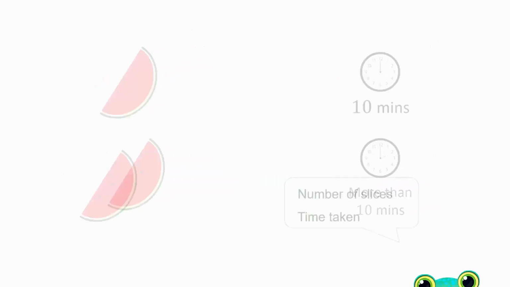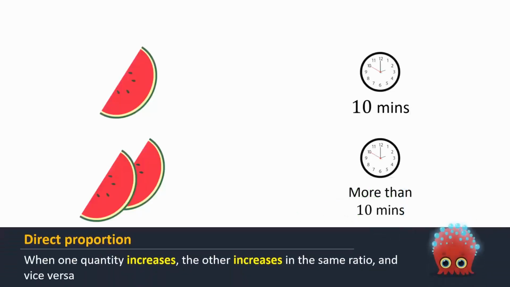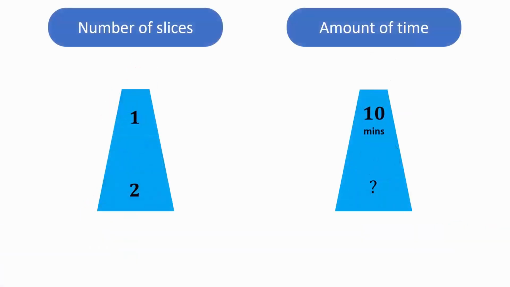In other words, if the number of slices increases, the amount of time required to finish them also increases. Therefore, the number of slices and the amount of time required to eat them are directly proportional. If the number of slices is doubled, the time it takes the girl to eat them will also double. So, we will multiply 10 by 2. As per this calculation, it will take the girl 20 minutes to eat 2 slices of watermelon.